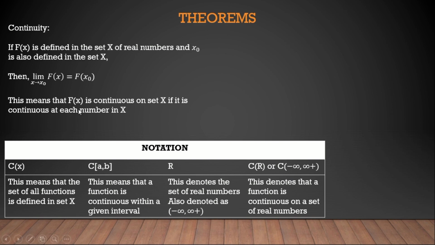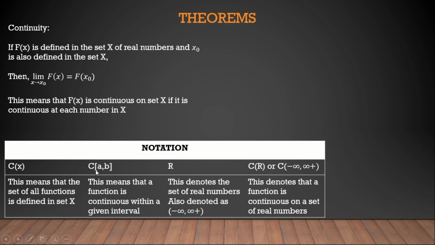So this means that f of x is continuous in the set X if it is continuous at each number in X. Before we go to the graphical representation of what this actually means, there's a few things that I need you to understand. We need the notation C of X. This means the set of all functions defined within set X that are continuous, right? So C means continuity. Wherever you see C, it means it's continuous. And we're going to be seeing that a lot during this theorem, so just bear with me.